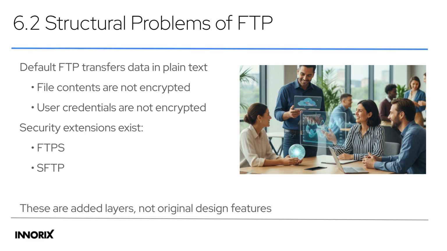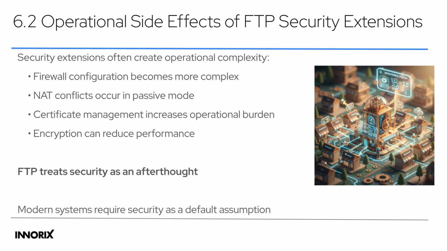One of the biggest issues is security. Default FTP transfers data in plain text, meaning file contents and user credentials are not encrypted. While security extensions like FTPS and SFTP exist, they are added layers, not original features. Security extensions often create operational complexity, making firewall configuration more difficult and leading to issues like NAT conflicts and passive mode. FTP treats security as an afterthought, which conflicts with modern requirements.